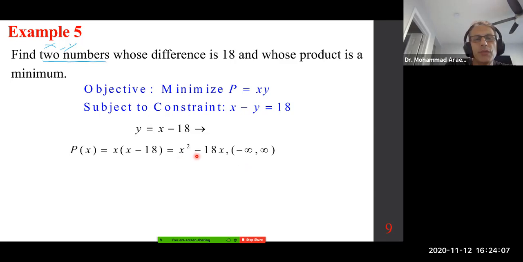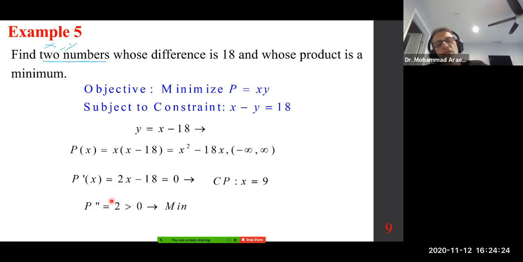We repeat the same thing. P prime is 2x minus 18. Set equal to 0 and solve, x becomes 9. That's a critical point. Is it going to maximize or minimize? Depends on P double prime. P double prime is 2, which is positive, and therefore minimum occurs at x equals 9.